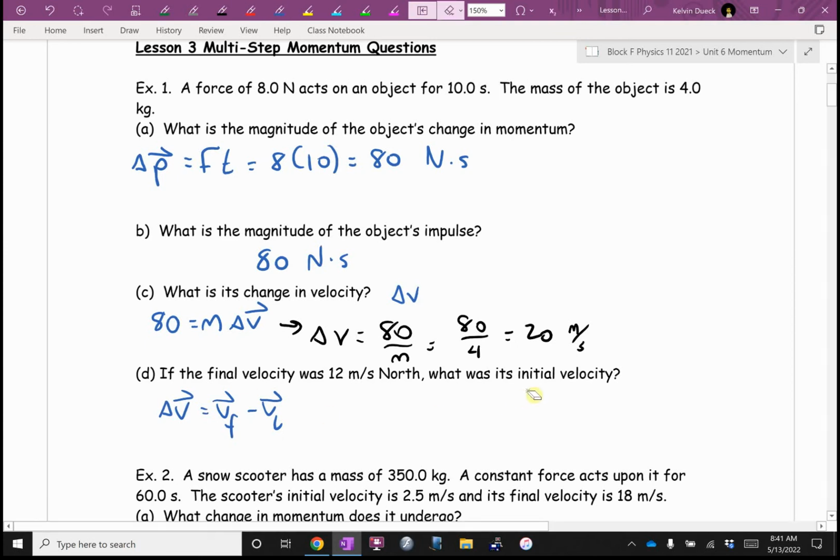Jonah, what's this wanting me to find? I'd like to get the VI by itself. What's right in front of the VI that I don't like? Swappy dance. I mean, we did it in forces. It's still going to work. I'm going to plus the VI over here. I'm going to minus the delta V here. What happens when I do that? I get VI equals V final minus delta V.